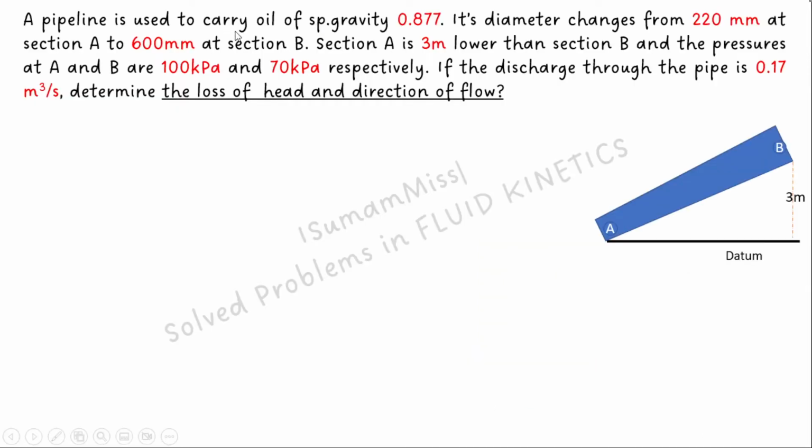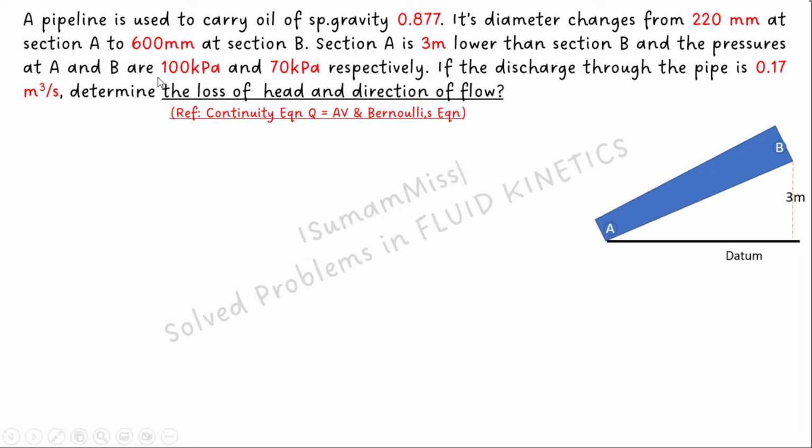So in this figure, you can see a pipeline which carries oil of specific gravity 0.877. The diameter of this pipe changes from 220 mm to 600 mm. There are two sections A and B. Section A is 3 meters lower than section B, and the pressures at sections A and B are given. We have to determine the flow direction and the head loss. The discharge through the pipe is also given as 0.17 meter cube per second. For the solution of this problem, we have to refer to the continuity equation and Bernoulli's equation.